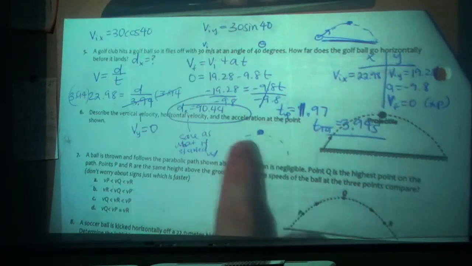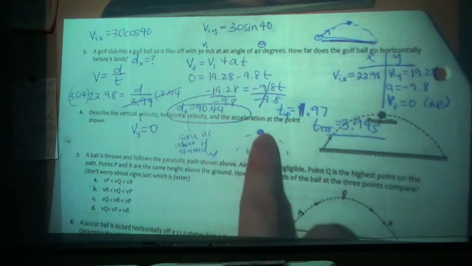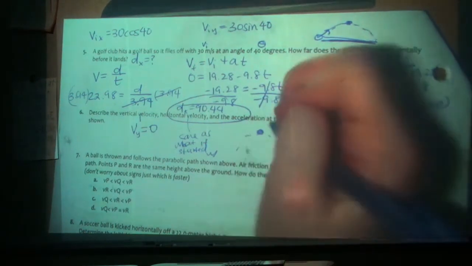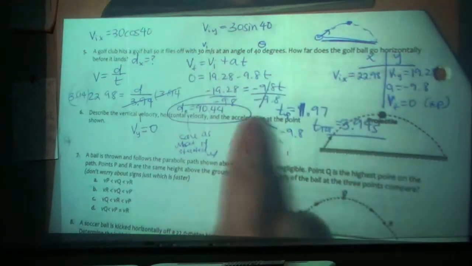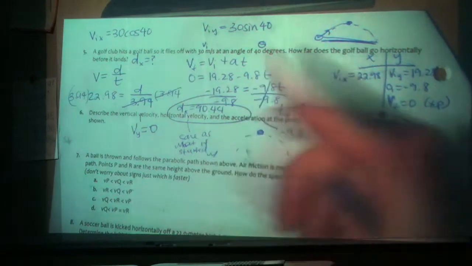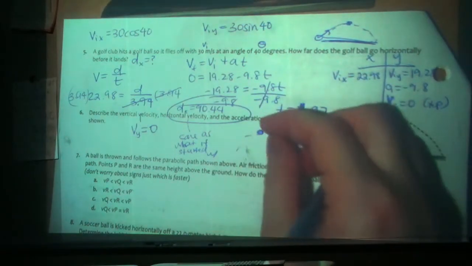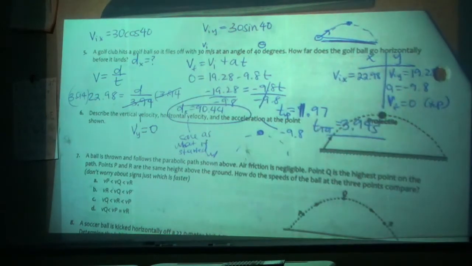Because your x velocity is constant, whatever it was at the beginning, that's your horizontal velocity at the top. Then your acceleration at that point is still negative 9.8. Your acceleration, or gravity, doesn't turn off when it gets to the top. It's still there, which is why a second later it's on its way down and getting faster and faster.